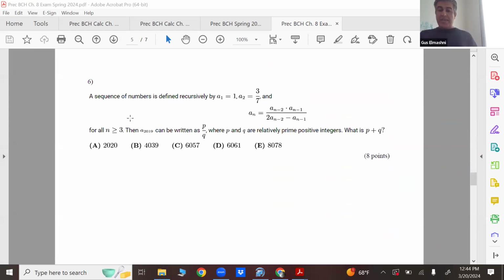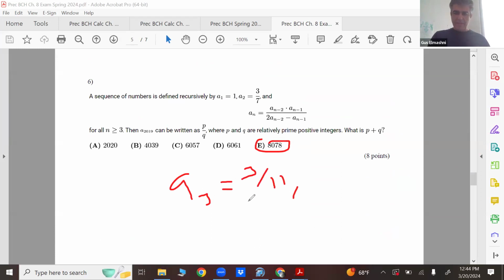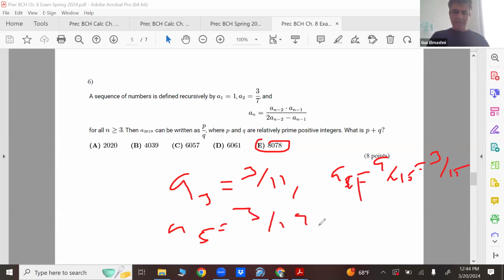6 was 80, 70, or E. I'll try to do my best to give partial credit, but you just find a pattern. So A3 is 3/11. Then A4 I got 9/45 when I worked it out, but it actually reduces to 3/15. If you reduce to 1/5, you may not see the pattern. That's a problem. A5 is 3/19. A6 is 3/23, and so forth.